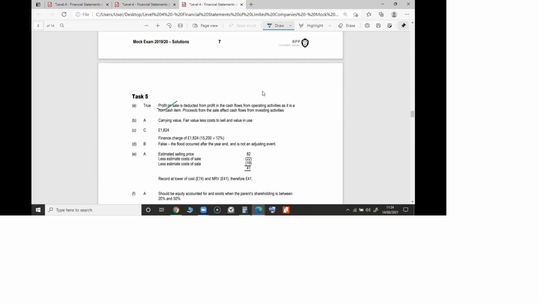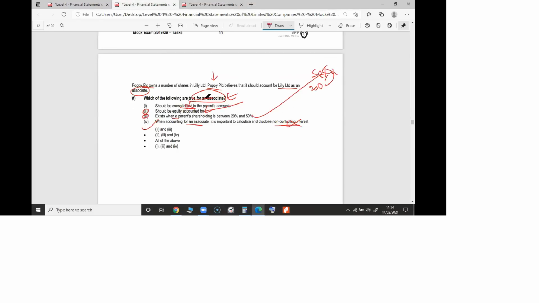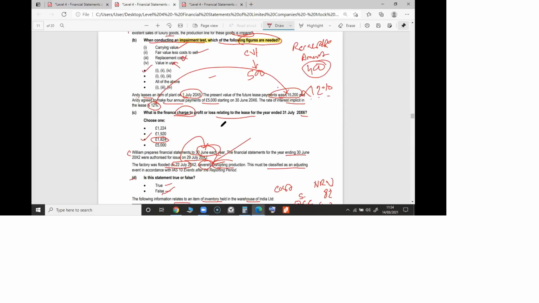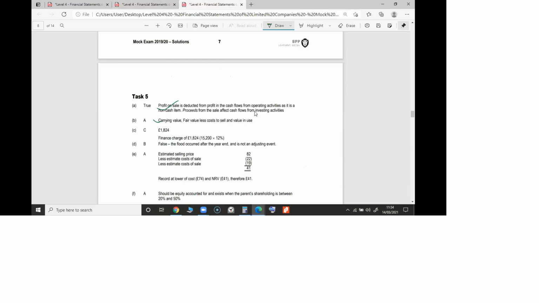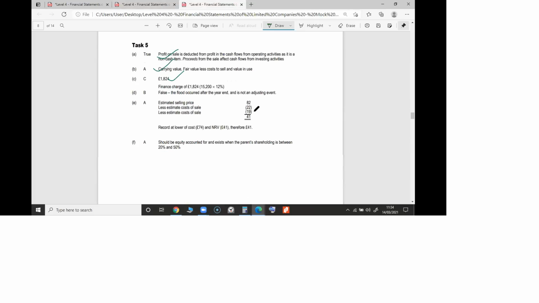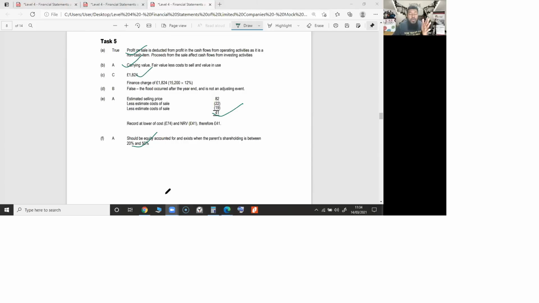It was true. Was it true? We have said true. Yeah, true. And then the first one, the second one is A. 1824 was right. 41 was right, and that was A as well. Well, it can appear on the screen now.